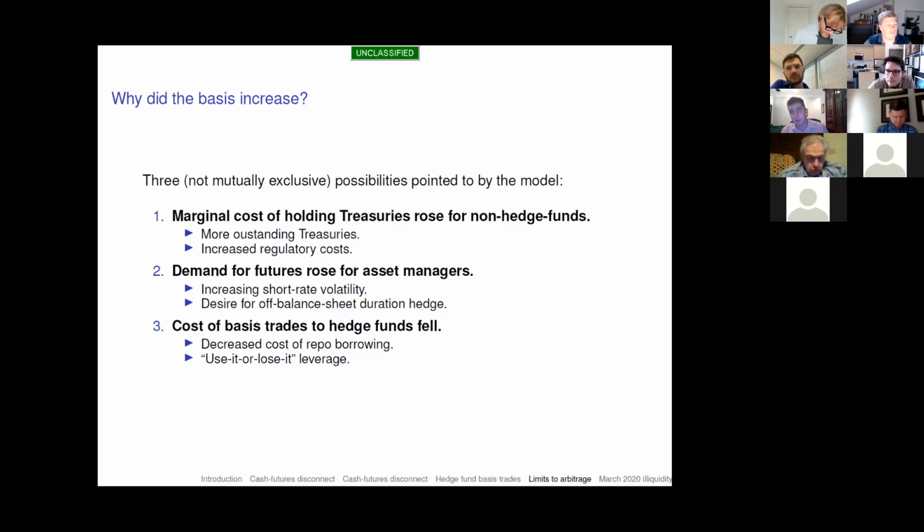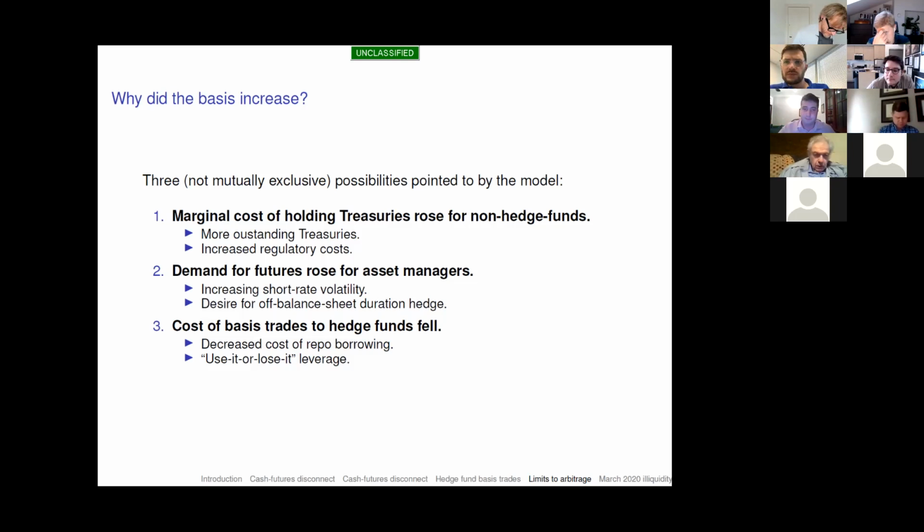A second possibility is that changes in dealers' risk management practices may have led to this. So in particular, Josh Younger at JP Morgan likes to talk about the use it or lose it rules on leverage by banks. Again, I'm a little suspicious of that for roughly the same reason, that it's not really consistent with the basis widening at the same time that hedge funds are doing more of this activity. But we're not going to present evidence that's going to eliminate that possibility.